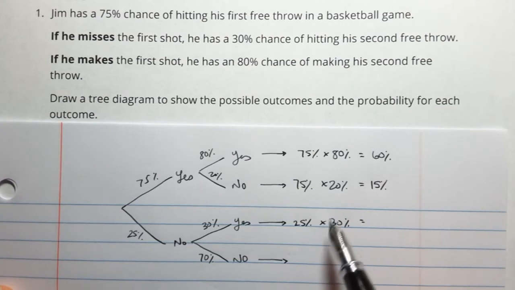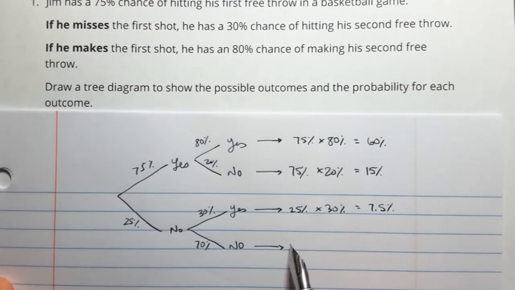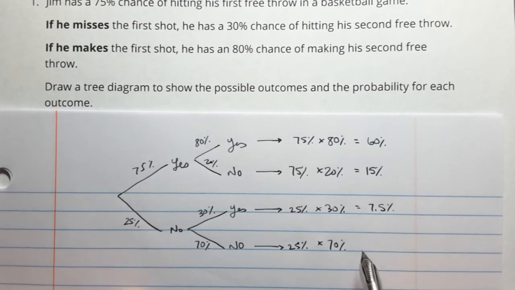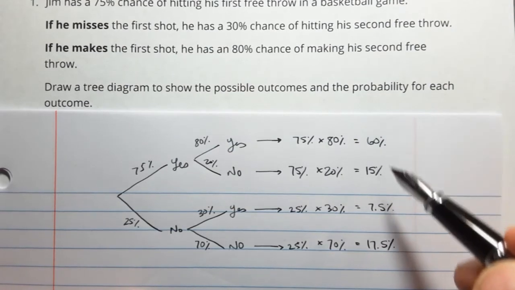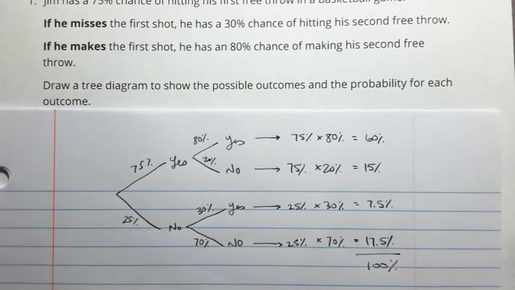And if you can just do the math, that's a quarter of 30. So half of 30 is 15. A quarter of it will be 7.5%. And now this is going to be 25% times 70%, which is the remaining bit that makes up 25 after this is gone. So it looks like 17.5 to me. And those numbers all add up to 100%, as they must every single time. Okay, that's the first example.